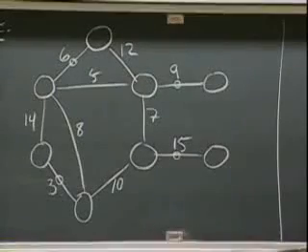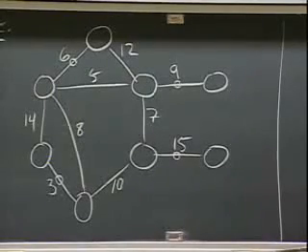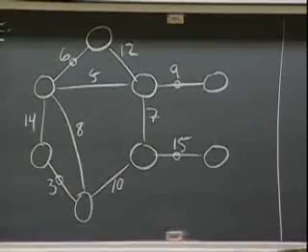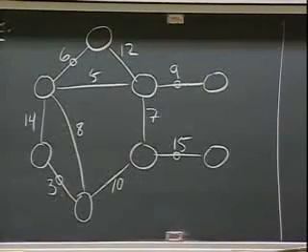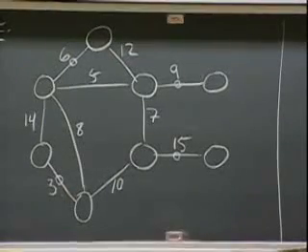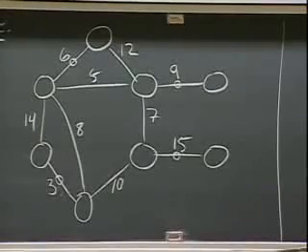What else has to be in there for the minimum spanning tree? 7, 5, and 8. Why 7, 5, and 8? Because 5 is less than 7, 8 is less than 10, and 5 is less than 12. Okay, so can we argue those one at a time? Why does 5 have to be in there?